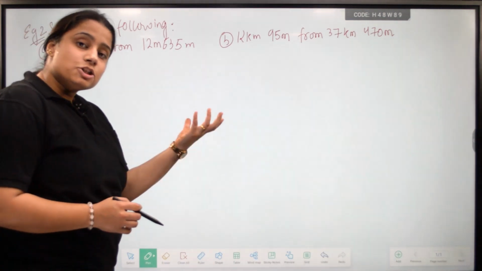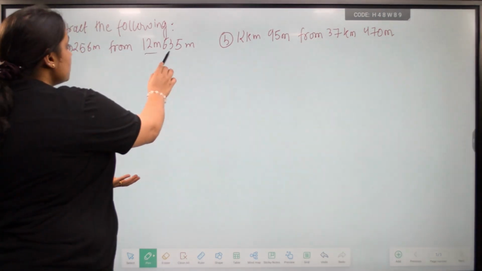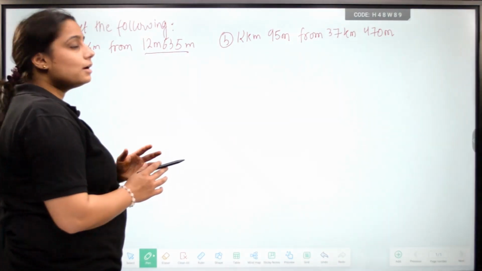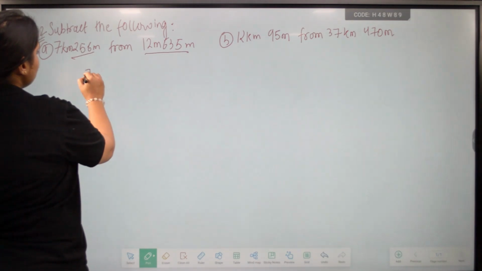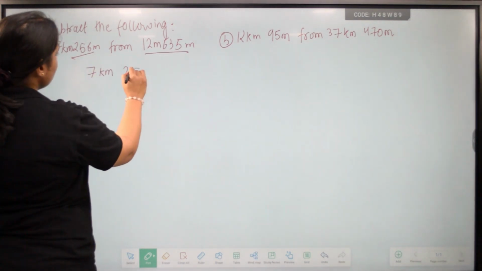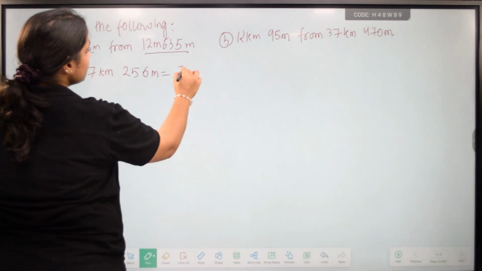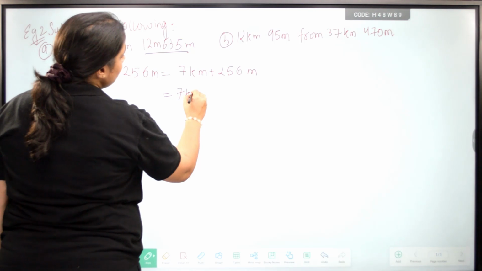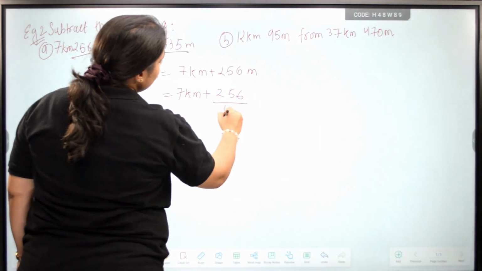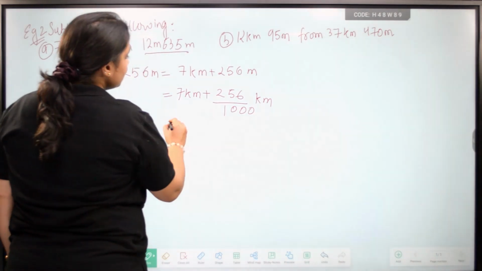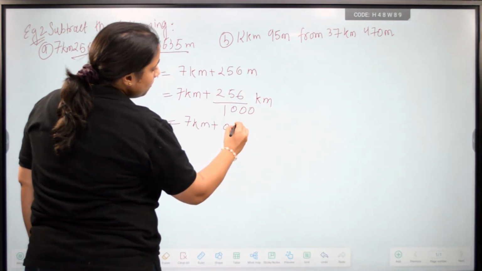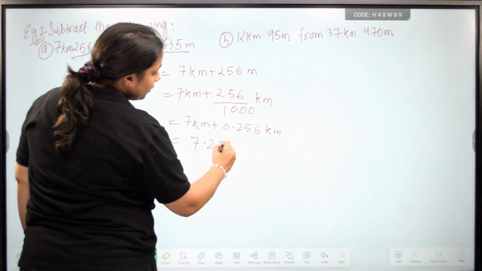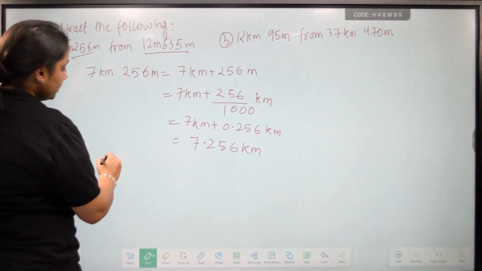So as we have done in addition, we need to convert these two numbers into a single unit, that is meter or kilometer. Let me convert these numbers into kilometers. 7 kilometers 256 meter can be written as 7 kilometer plus 256 meters. So it will be 7 kilometers plus 256 divided by 1000 kilometers. So it will be 7 kilometers plus 0.256 kilometers. It will be 7.256 kilometers.